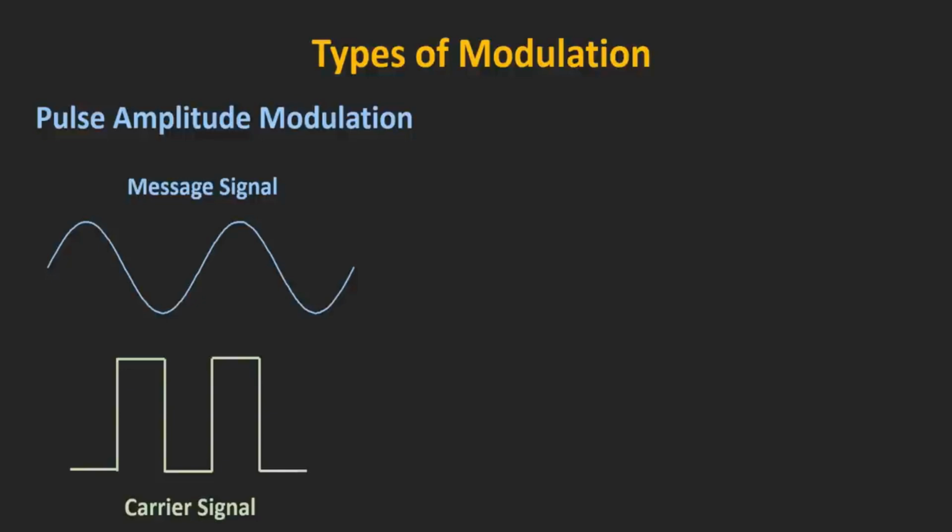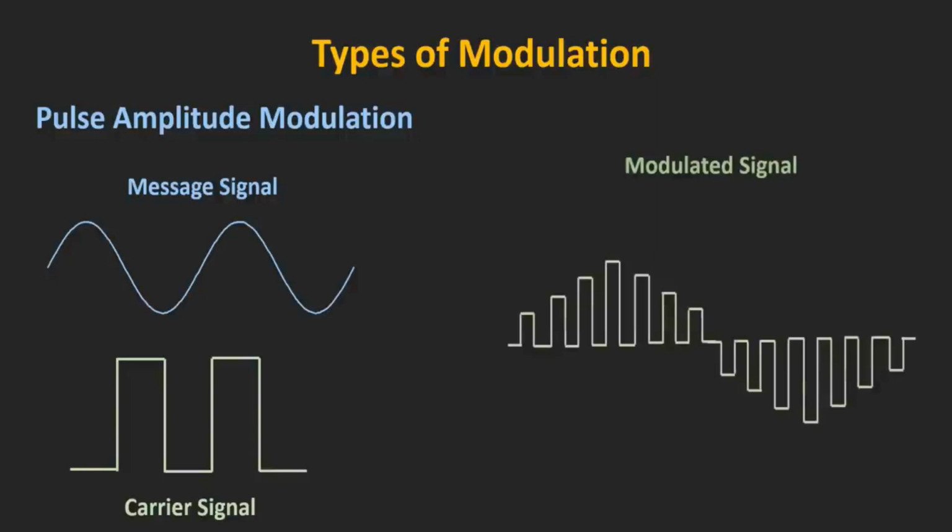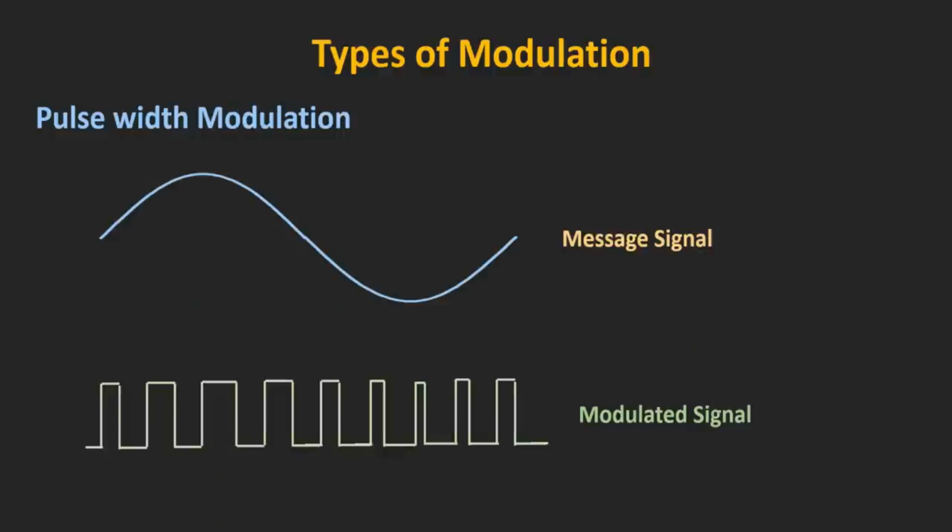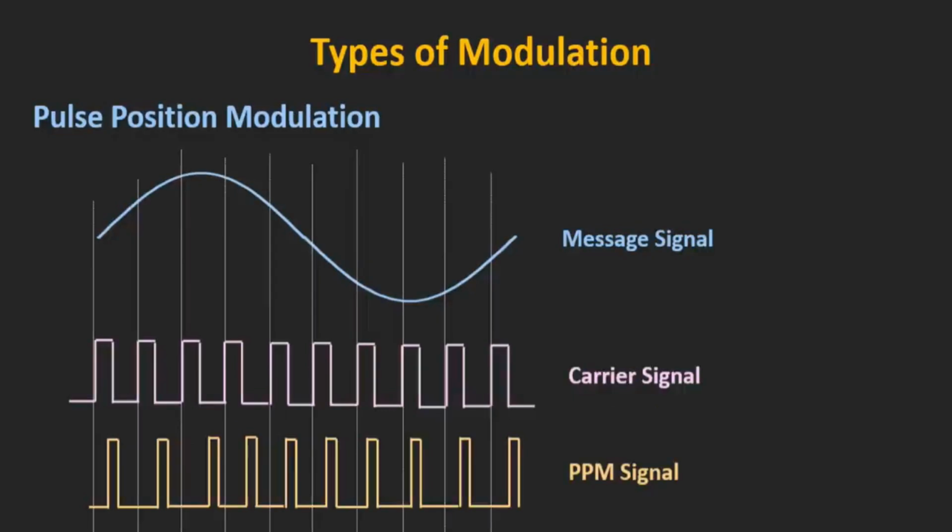In pulse amplitude modulation, the width or duration of the pulse remains the same, but the height or amplitude of the pulse signal changes according to the message signal. Similarly, in pulse width modulation, the height or amplitude of the pulse remains the same, but the width of the pulse changes according to the message signal. Here the message signal amplitude is sampled at the rising edge of each pulse, and the width of the modulated signal is proportional to the sampled amplitude. In fact, I have already made a separate video on pulse width modulation, so for information, you can check that.